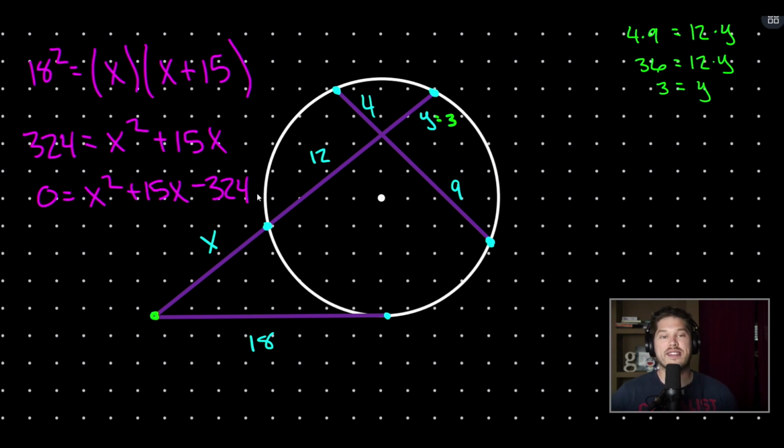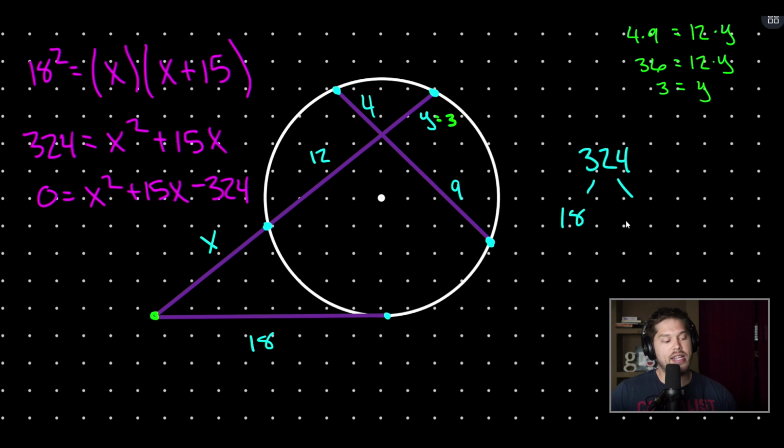And now we want to factor this. And we can factor it two ways. We can look for items that multiply to give us 324 and sum to be 15, or we can use our quadratic formula, negative b plus or minus square root of b squared minus 4ac all over 2a. I'm much more down to factor. And let me show you how I look for factors. So I'm looking at 324. I want to know things that multiply to give me 324.